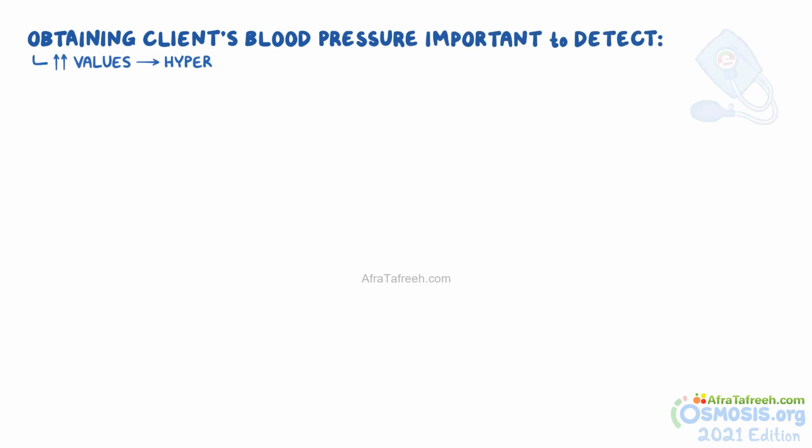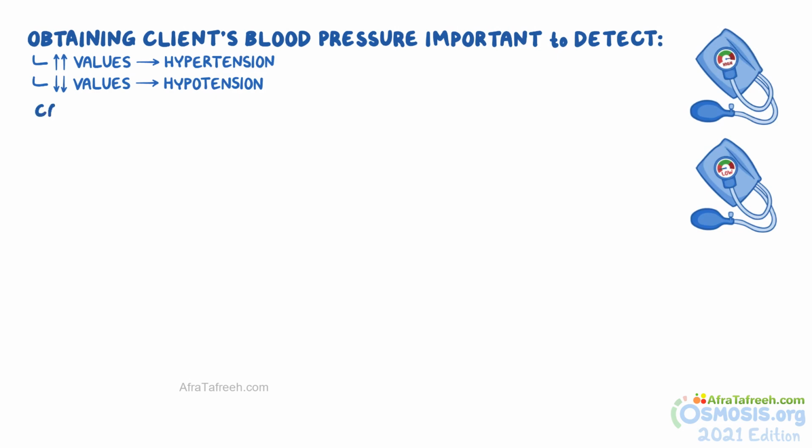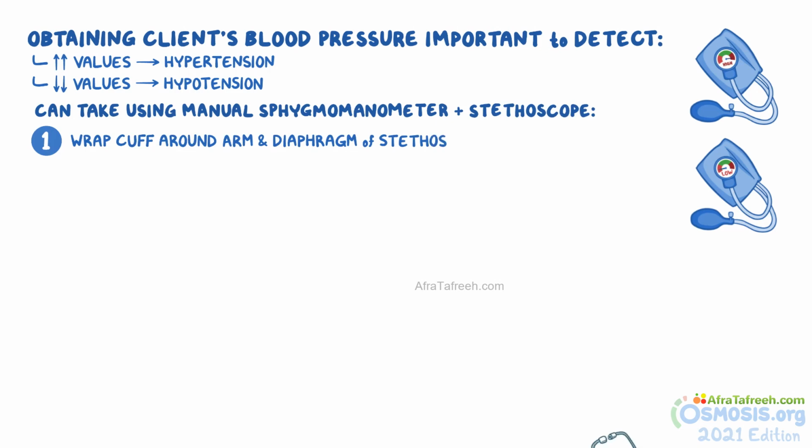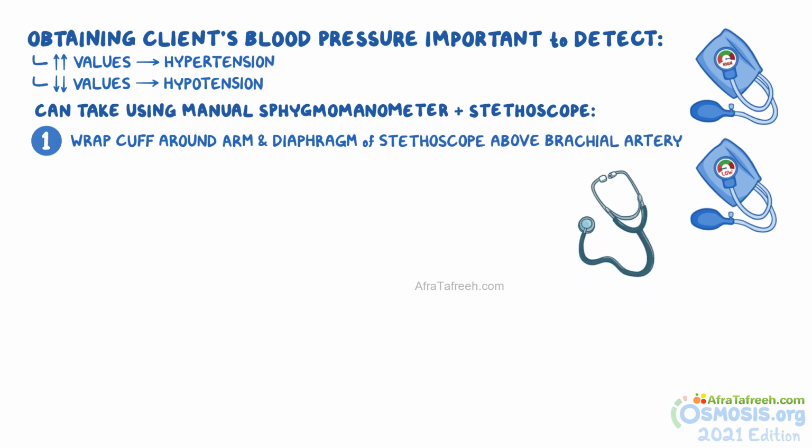Alright, as a quick recap, obtaining a client's blood pressure is important to detect abnormally high values, which could indicate hypertension, or low values, which could indicate hypotension. You can take a client's blood pressure using a manual sphygmomanometer and a stethoscope. Wrap the cuff around the client's arm and the diaphragm of the stethoscope above the brachial artery.